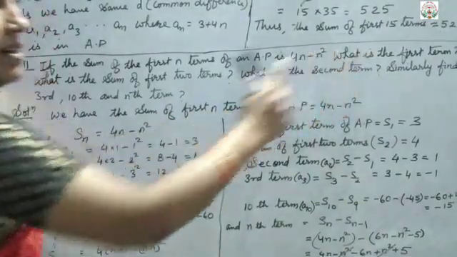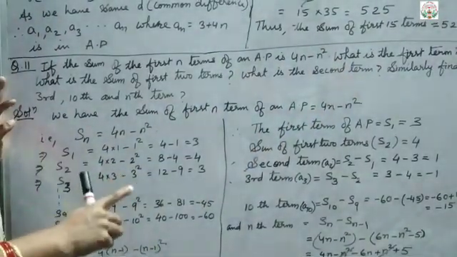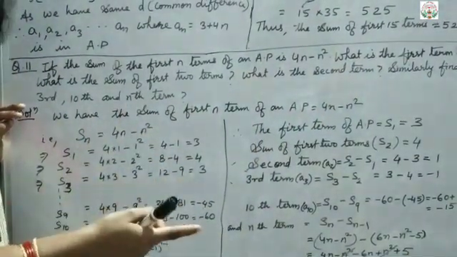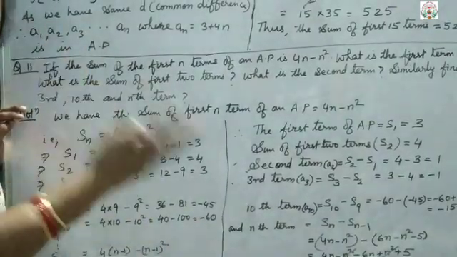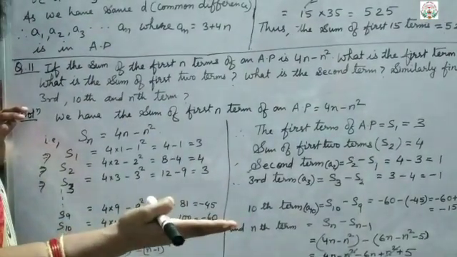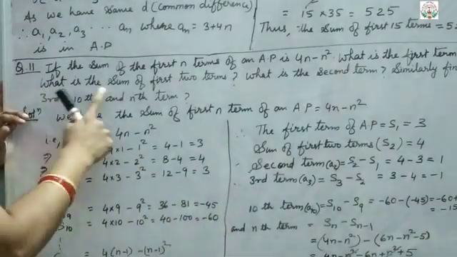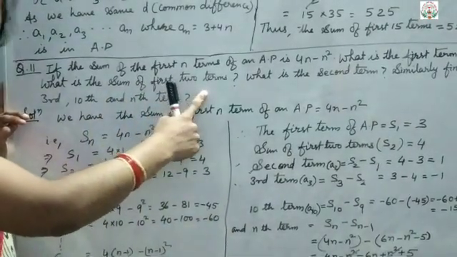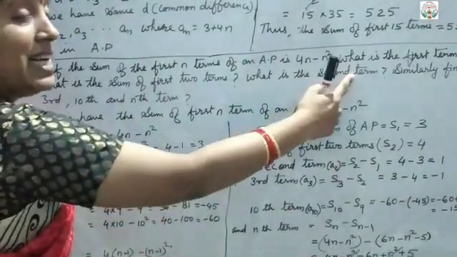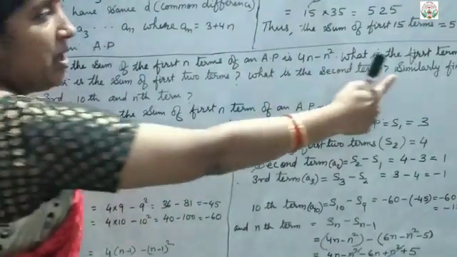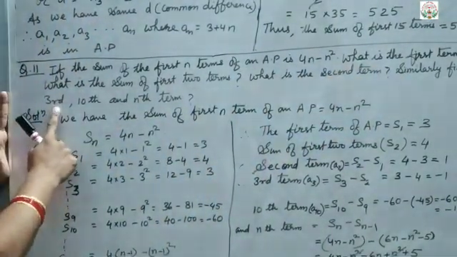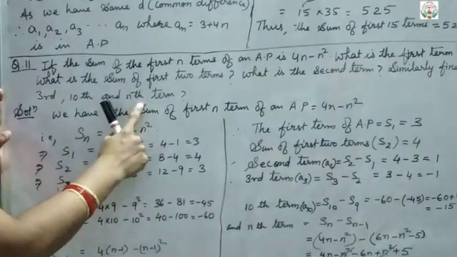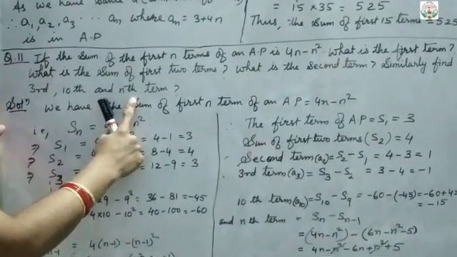First you have to find the first term. First term A1 equals S1, because the sum of only one term will be the same as the A1 term. Clear? Now what is the sum of the first two terms, meaning S2? Then what is the second term, meaning A2? And find the third term A3, A10 and An. You have to find these.